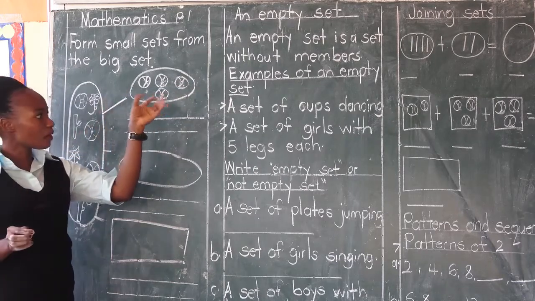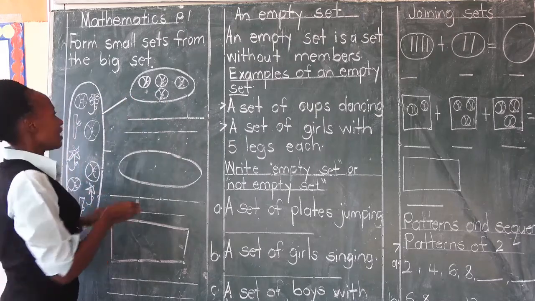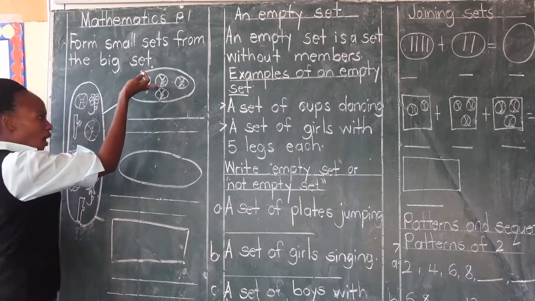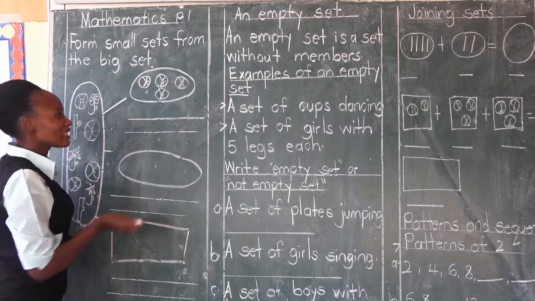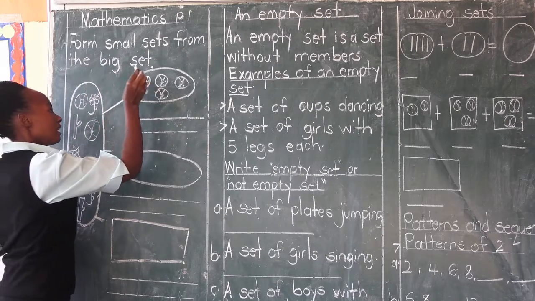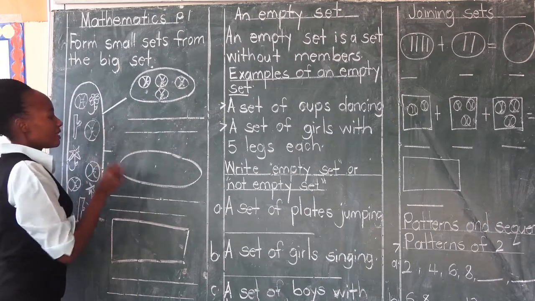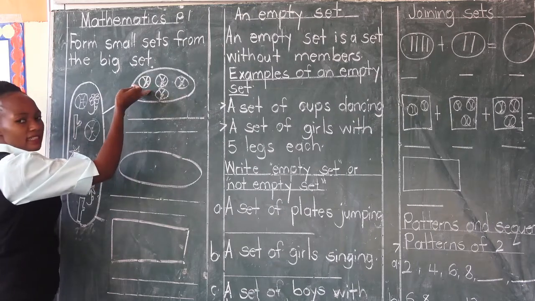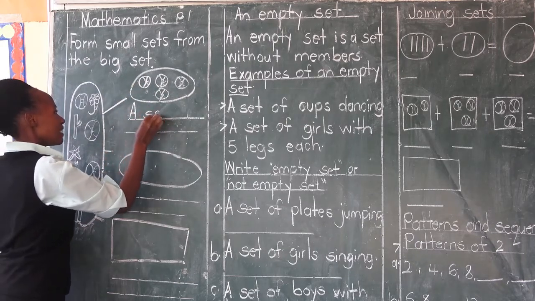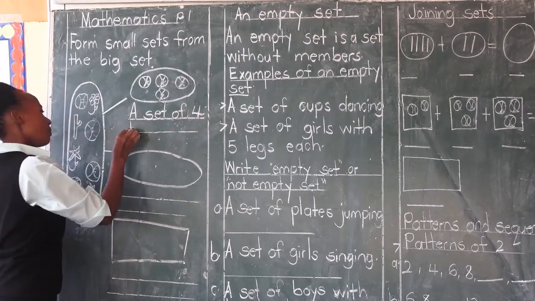After forming this, now we are going to name this small set. Now what are these? Alright, these are balls. And how many are they? We are going to count them. 1, 2, 3, 4. After counting them, now we are going to name this set. Now, how do you call this set? Okay, it is a set of 4 balls.